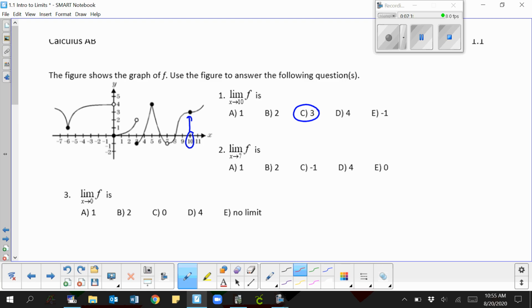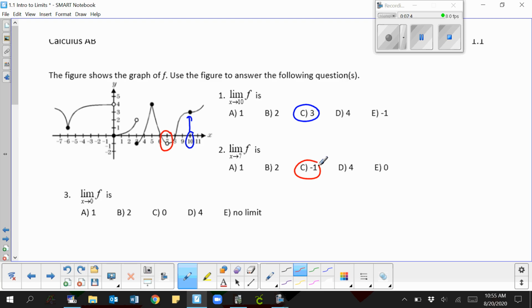2 says the limit as x approaches 7 of f. So that's this point right here, which is a -1. So notice there's not a point there, but we're looking at where the graph approaches. So we're looking at what the graph gets closer and closer to. So even though it's a hole, that's okay.